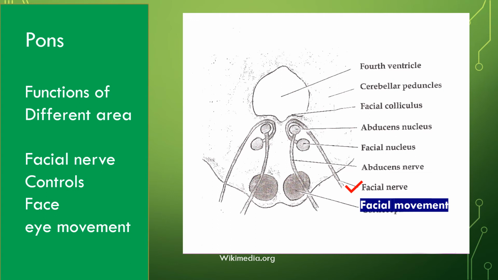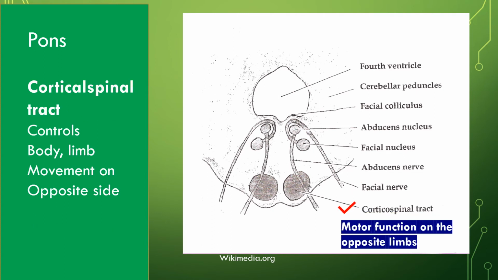The next is the facial nerve and the facial nucleus. It controls the facial movement on the same side of the face. And last but not least is the corticospinal tract. It controls the motor function of the extremities and body on the opposite side.